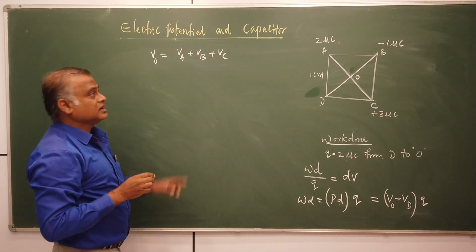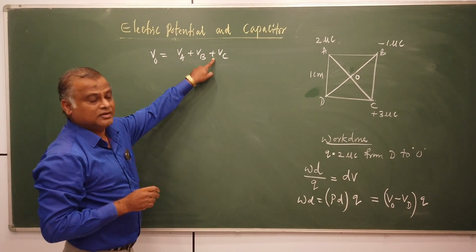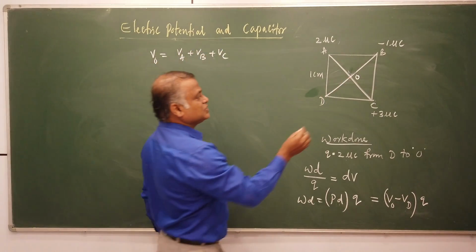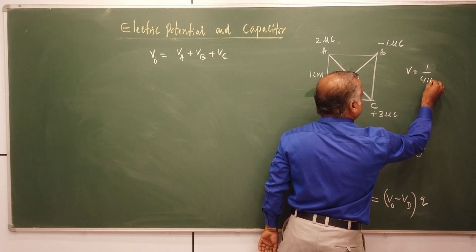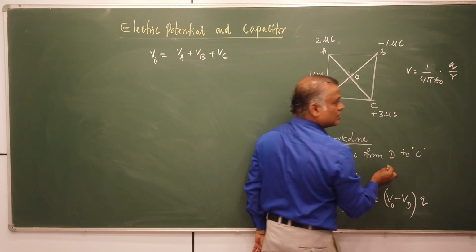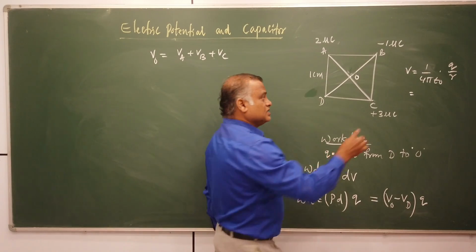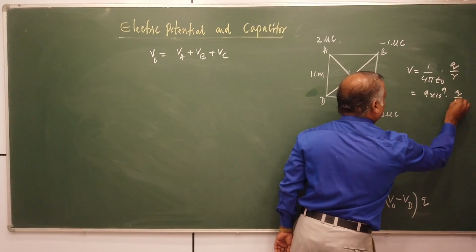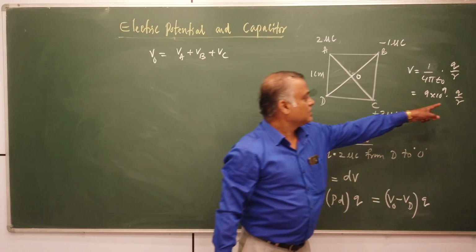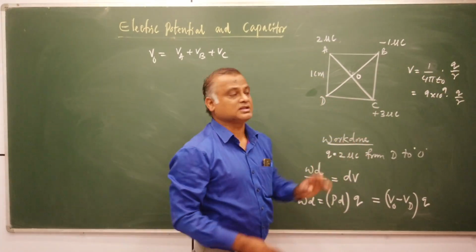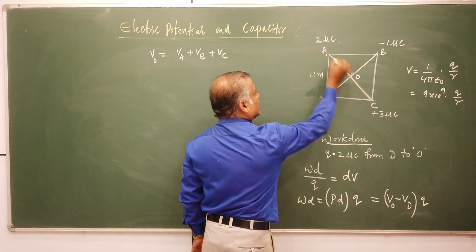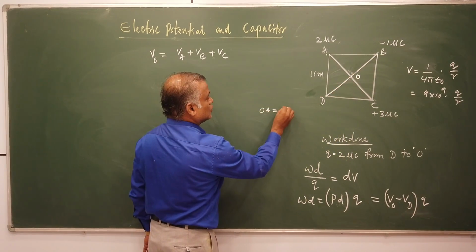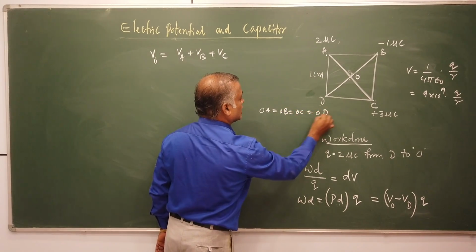Scalar addition. It is the sum of potential at a point due to individual charges. And as you know, V is equal to 1 by 4 pi epsilon naught, Q divided by R. For doing problems, 1 by 4 pi epsilon naught is 9 into 10 to the power of 9, into Q by R. R is the distance between the charge and the point of consideration. OA, OB, OC, OD are all semi-diagonals. OA is equal to OB is equal to OC is equal to OD.